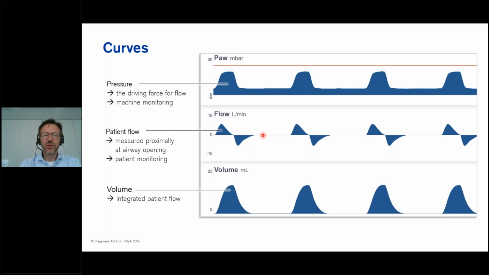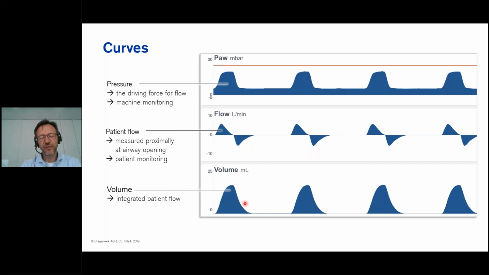The second curve in the middle here is the patient flow. The patient flow is measured by a proximal flow sensor, ideally at the airway opening. And this is pure patient monitoring, because here you really see the flow going to and coming from the patient's lungs, and you can see as well the interaction between the ventilator and the patient.